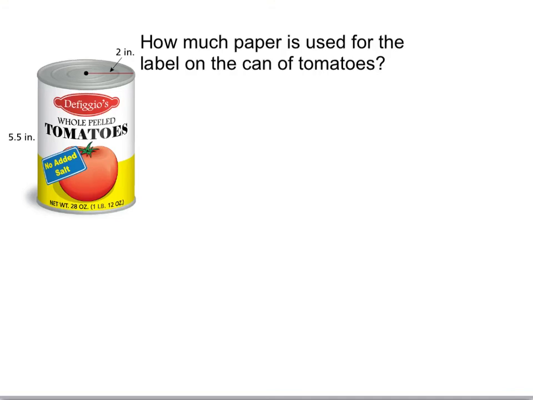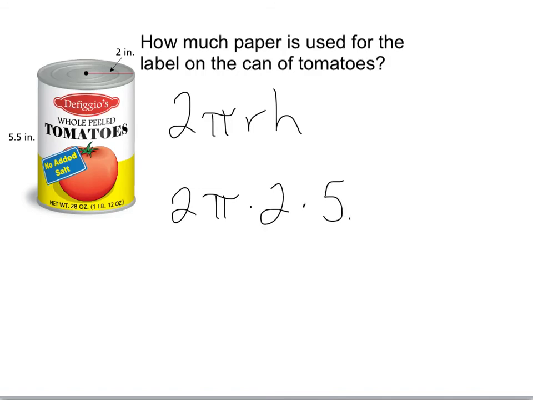Because that was so much fun, and I really dislike tomatoes, let's talk about another one. How much paper is used for this label on the can of tomatoes? Again, we don't need the first part of the formula. All we need is 2 pi rh. I'm going to multiply 2 times pi, times the radius of 2, times the height of 5.5. When I multiply that up, I get 69.08. And again, I need a label, inches squared.